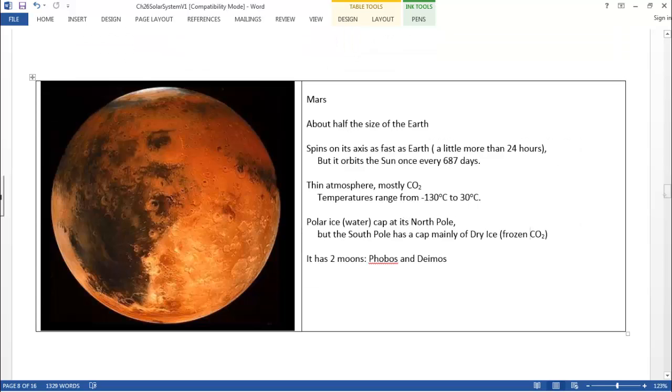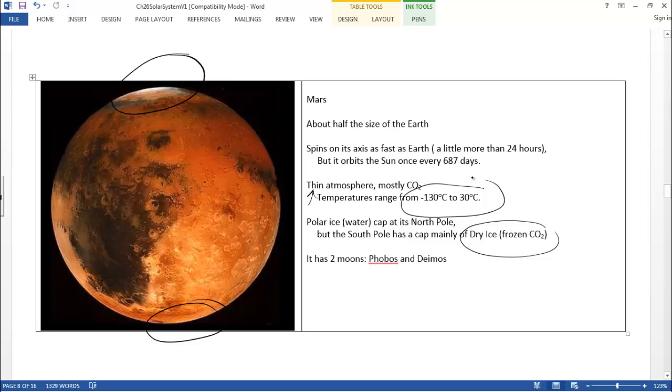Okay, moving on to the red planet, Mars. It's about half the size of Earth. It has polar ice caps, so there's a lot of water up here. The southern pole also has a frozen region, but it's mainly dry ice, frozen carbon dioxide. It has a thin atmosphere, and so that helps regulate the temperatures. They swing between negative 130 and 30 degrees. And Mars has 2 moons. Oh, and I forgot to mention, Mercury and Venus have no moons.